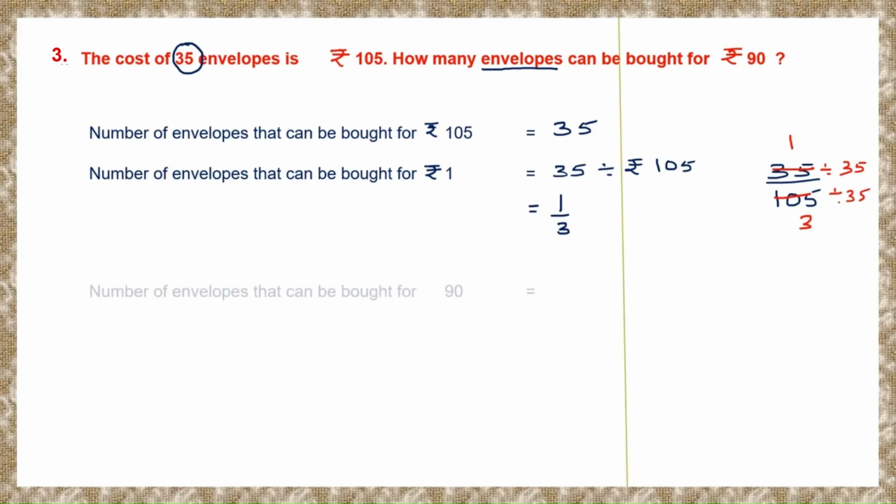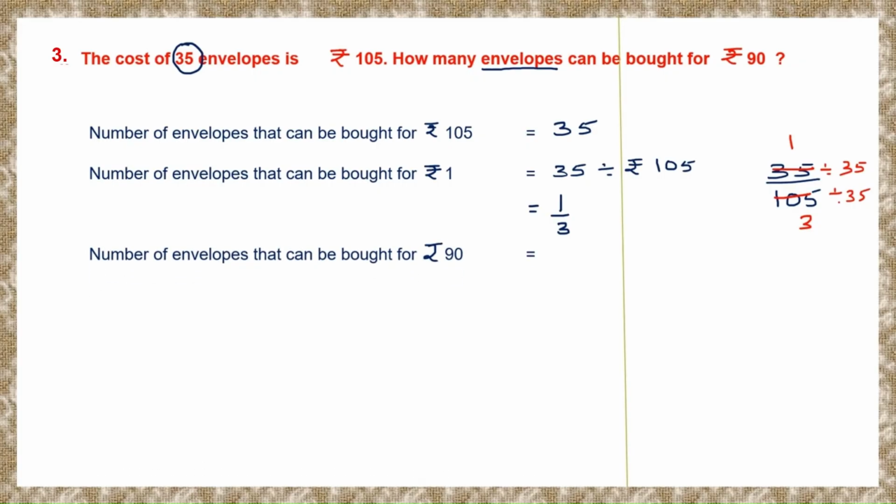Now let's go on. Number of envelopes that can be bought for 90 rupees is what we are asked to find. So for 1 rupee you can get 1 by 3 envelopes. Now for 90 rupees it will be 1 by 3 into 90. Now we can cancel 3 and 90. 3 threes are 9 and add the 0, so that becomes 30. So number of envelopes that can be bought for 90 rupees is 30.